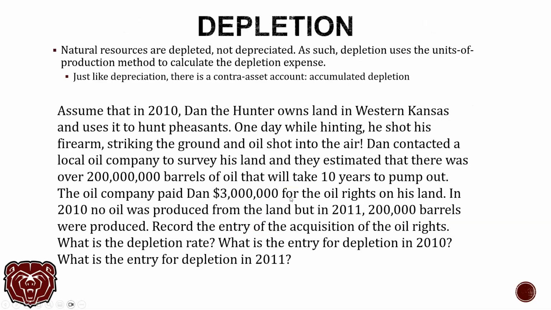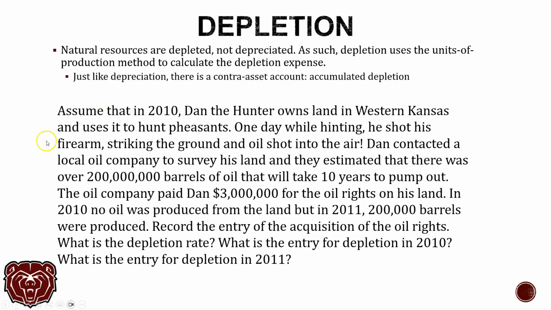Okay. So we have other ways that we allocate the cost to long-term assets. Okay, so we have this one called depletion. Depletions are reserved for natural resources. Okay, they're depleted, not depreciated. There is nothing left at the end of it, so we are depleting it. So for this, we will use the units of production method to calculate depletion expense. Just like depreciation, you're going to have a contra asset account called accumulated depletion.